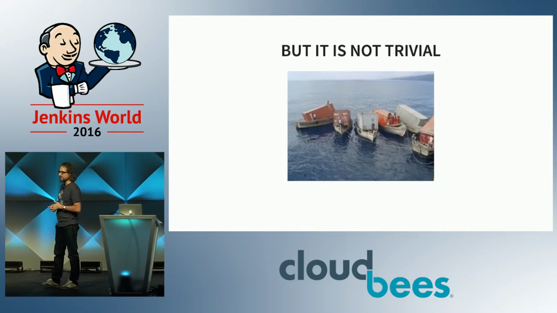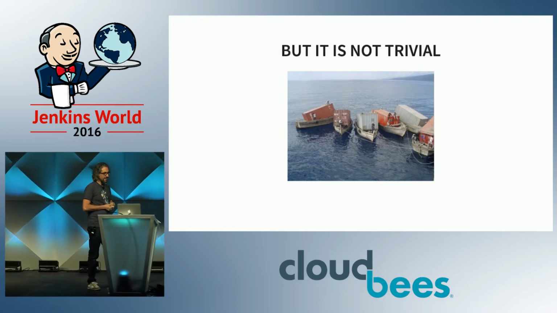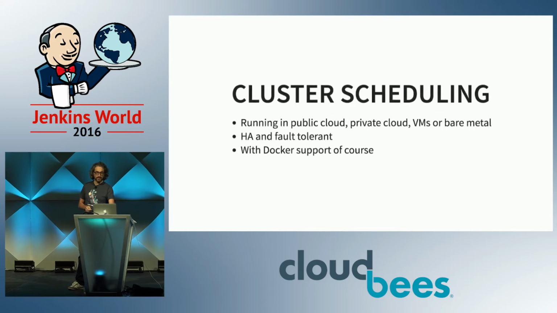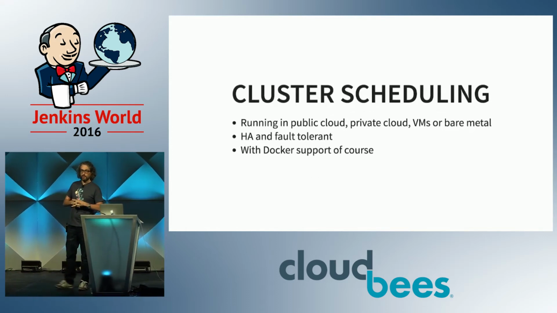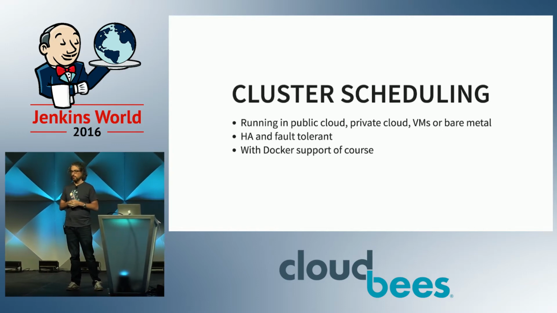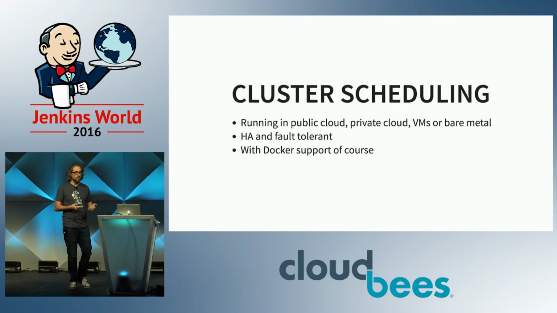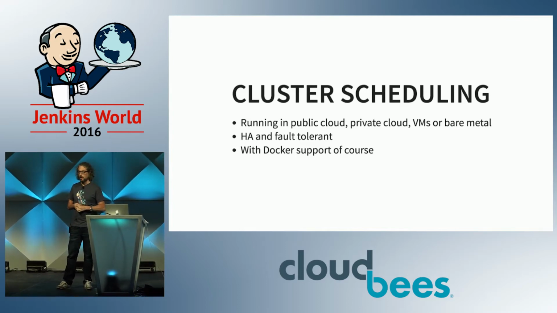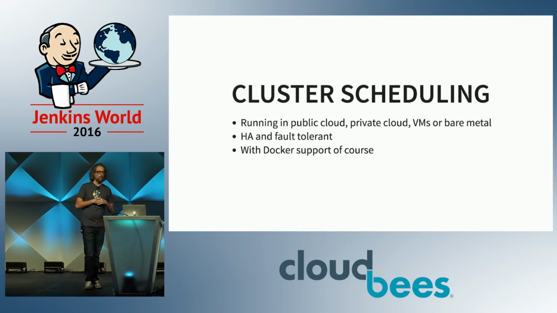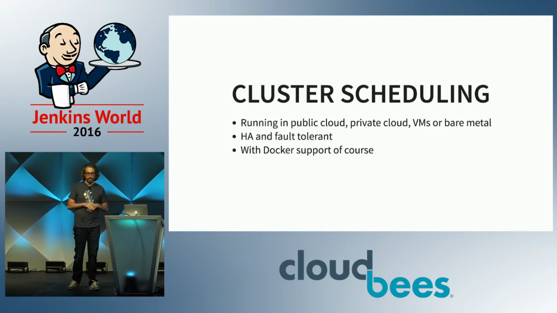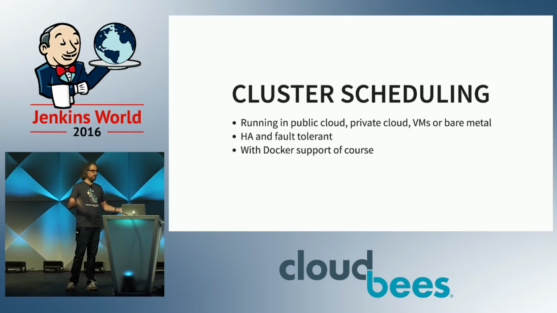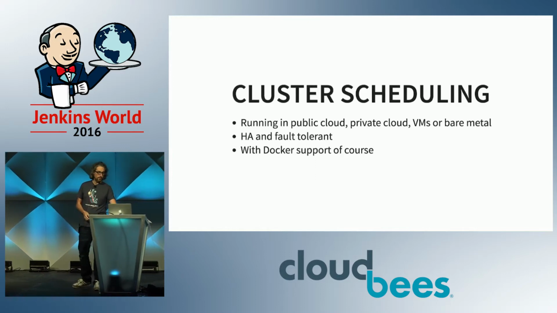But using Docker and containers is not trivial. It gets complicated sometimes, especially when you are trying to scale. So when you try to run in more than one Docker host and you want to create a cluster using Docker, then you have to look into one of these cluster schedulers. And typically, you will make a choice for a project that runs in public cloud, private cloud, VMs, bare metal, all of them can run on all these different places. Obviously, you want it to be HA, fault tolerant. You don't want to babysit each of your containers or your hosts. And obviously, you want cluster scheduling with Docker support. That's why we're here today.